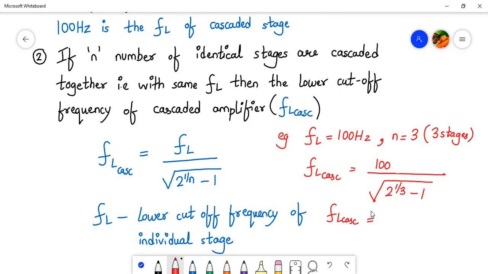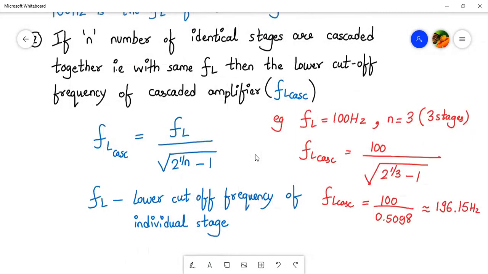Yeah, minus 1 square root of that. So this will be 100 divided by 0.5098. Fine. So this will be approximately 196.15 hertz. That will be the overall lower cutoff frequency of a cascaded stage consisting of 3 identical stages having a lower cutoff frequency of 100 hertz. So the cascaded stage lower cutoff frequency will be around 196.15 hertz.